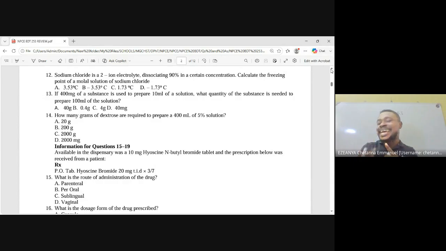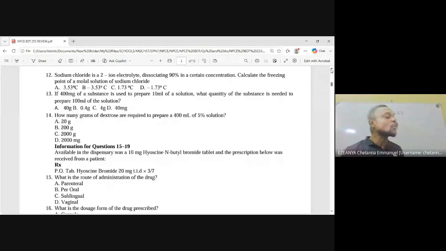Once it gains tonicity, the freezing point will depress. Normally, water freezes at 0 degrees Celsius. But once there's something inside that water, once it is a solution, the freezing point will not be 0 again. It will be depressed to minus something.